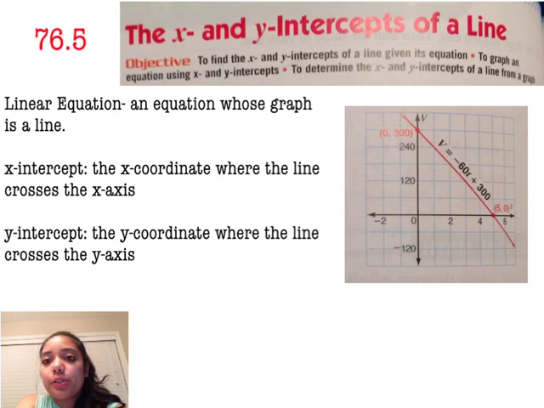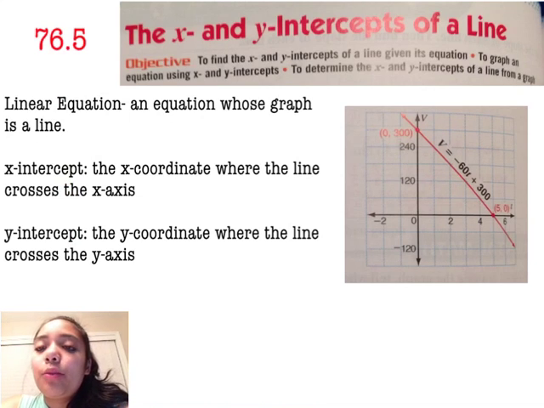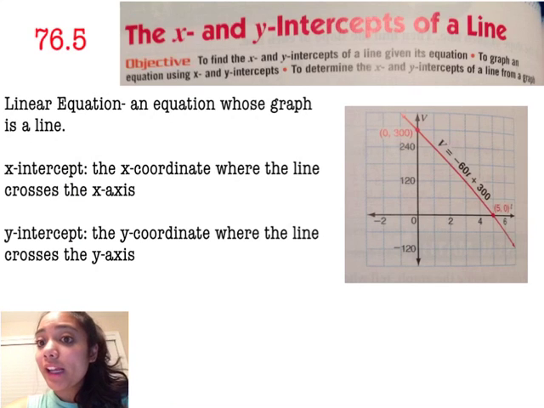Alright, this is Chapter 6, Lesson 5, the x and y intercepts of a line. These are the three definitions that you need to write down. While you're writing this down, I'm going to talk to you about each and every one of them. Sorry, I have something in my throat, and I can't get it out.